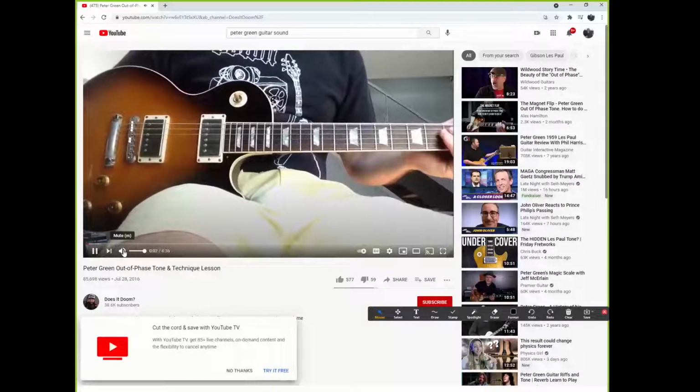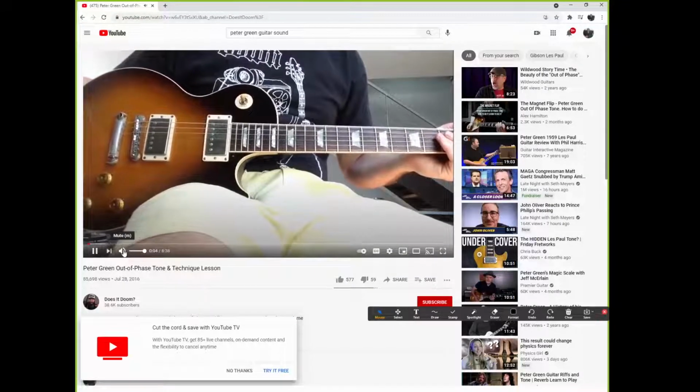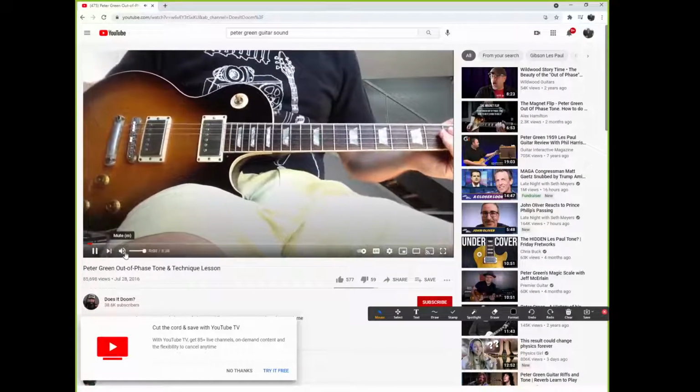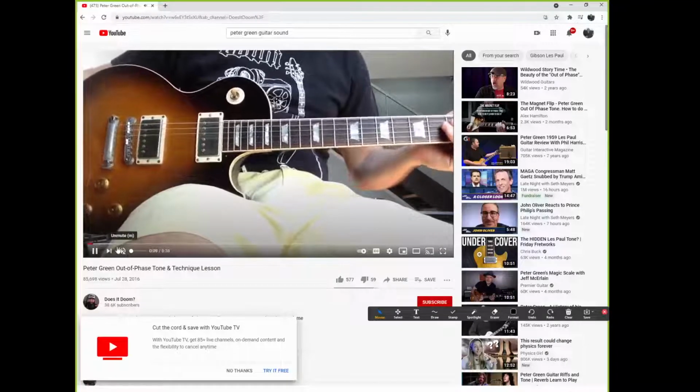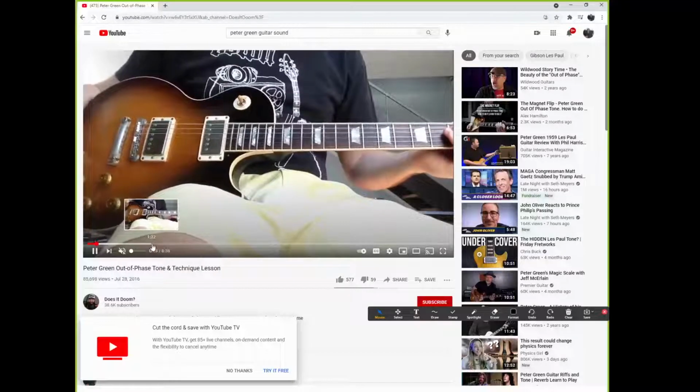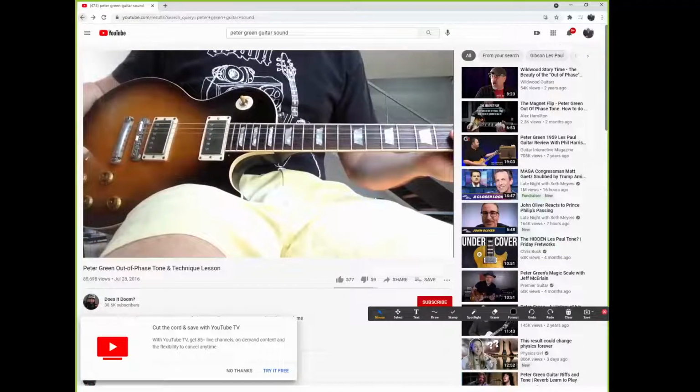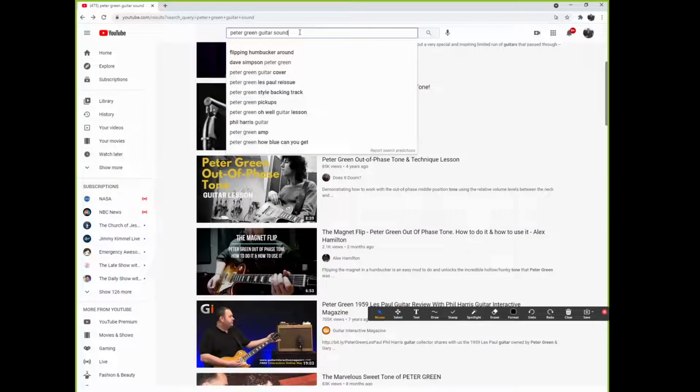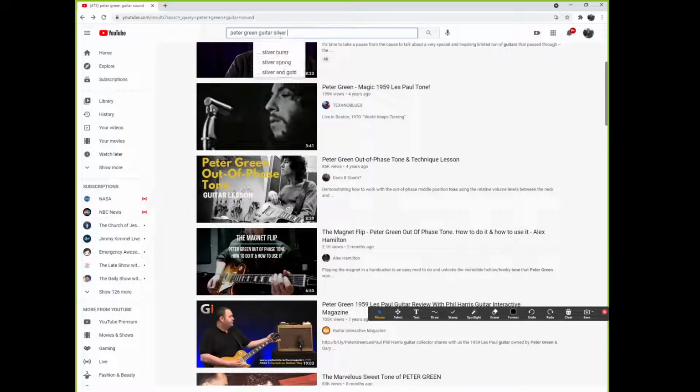Hey guys, got a quick lesson today on the Peter Green. Not specifically on how he played the strings. What I'm referring to is, see those silver boxes on the guitar itself? Those silver boxes are called pickups.